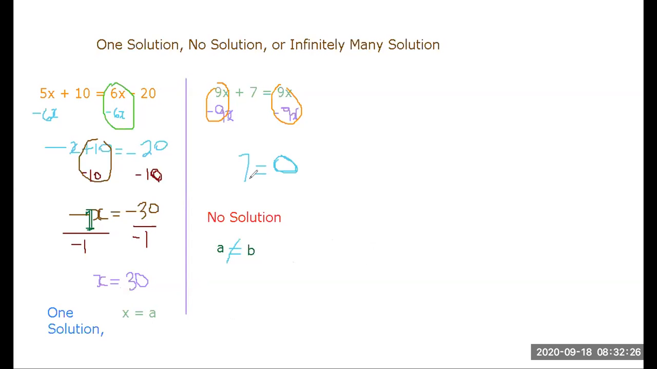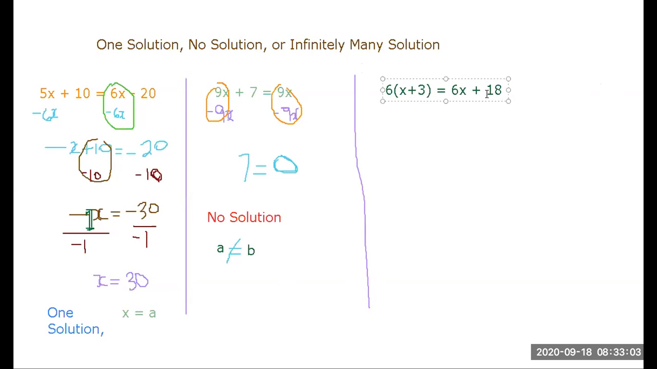All right. To keep it pushing, we're going to look at another example. Let's put a line right there. That line is a little bit curvy, but that's okay. The next question we're going to look at is 6x plus 3 equals 6x plus 18.